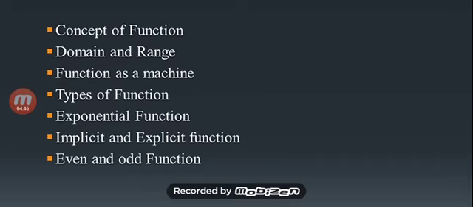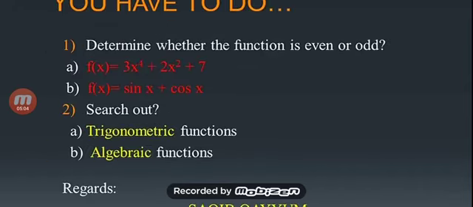And now the review of today's topic, the things you have seen: concept of function, domain and range, function as a machine, types of function, exponential function, implicit and explicit function, even and odd function. This is the review of today's lecture. Now you have to do, this is your work, homework, determine whether the function is even function and odd function.